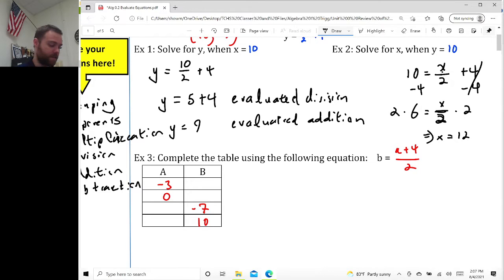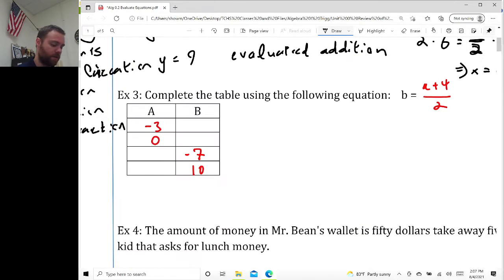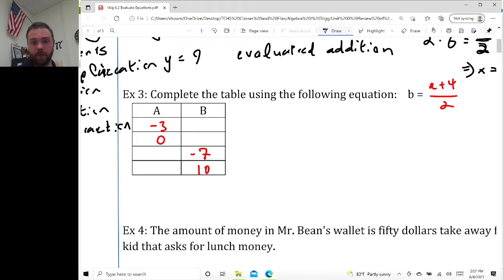The next thing it says is to complete the table using the following equation: b equals a plus 4 over 2. They give us this table that's partially done. What we want to do is plug in the values that we see for a, and plug in the values that we see for b, and solve for the other value. This is called a table, and I want to fill it out. First they give me a is -3. I'm going to plug that in and see what I get.